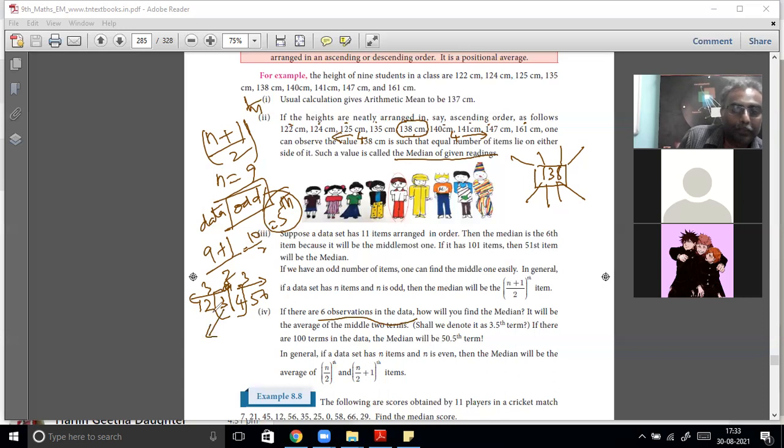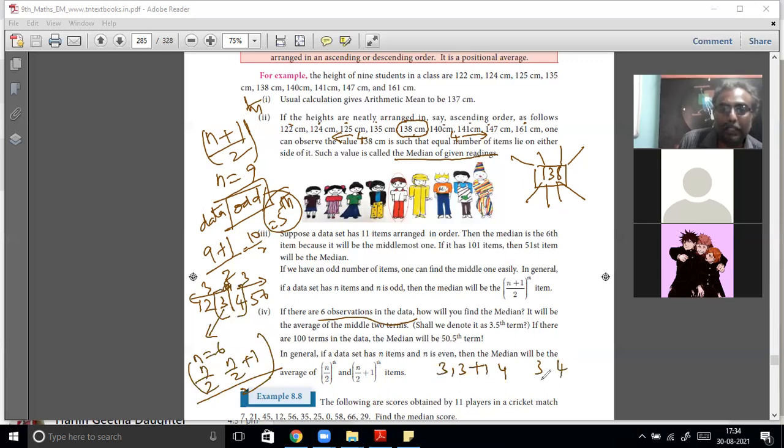That means n is equal to 6. So you have to take the average of the n by 2 and n by 2 plus 1 items. n by 2 is 6 by 2, which is 3. Then n by 2 plus 1 is 3 plus 1, which is 4. So you take the average of 3 and 4. That value will be 3.5. So take the 3.5 value. So the average of the n by 2 and n by 2 plus 1 items will give you the value.